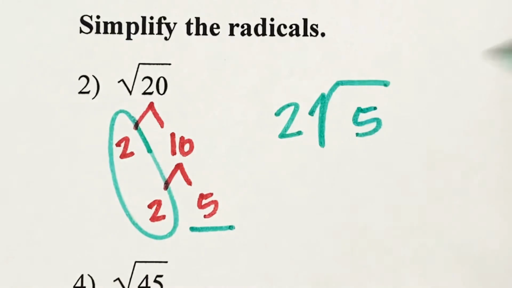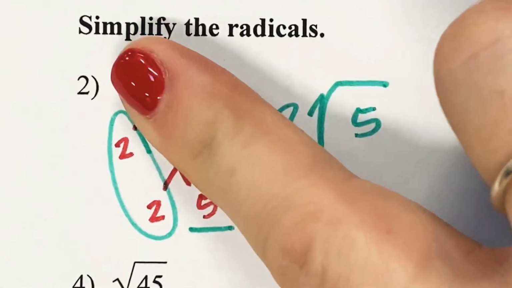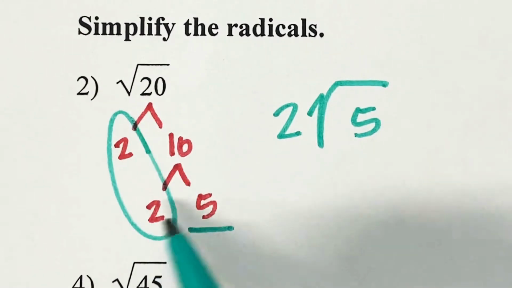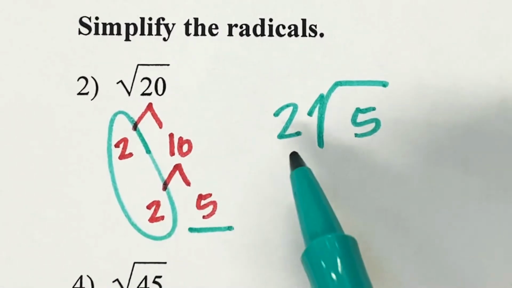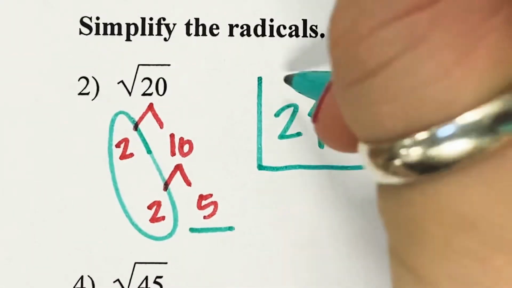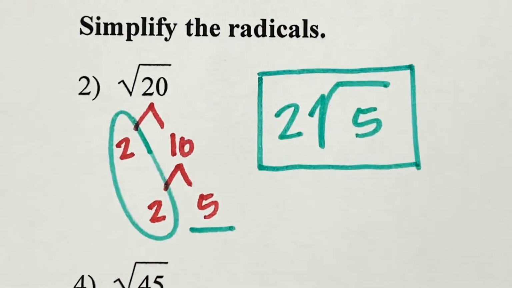Remember, we're not looking at 20 and 10 anymore because we broke them down. So my only 3 numbers that were left were 2, 2, and 5. The 2s could pair up to leave. 5 had to stay inside. So our simplified radical is 2 root 5.